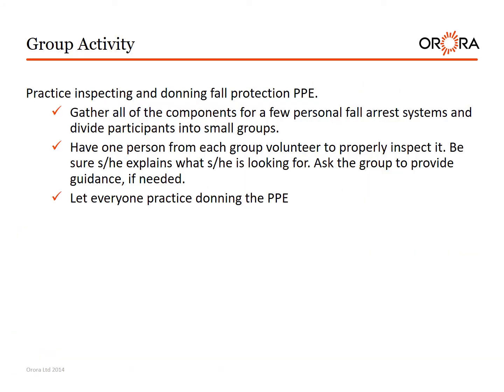Group activity. Practice inspecting and donning fall protection PPE. Gather all the components for a few personal fall arrest systems and divide participants into small groups. Have one person from each group volunteer to properly inspect it. Be sure he or she explains what he or she is looking for. Ask the group to provide guidance if needed. Let everyone practice donning the PPE.